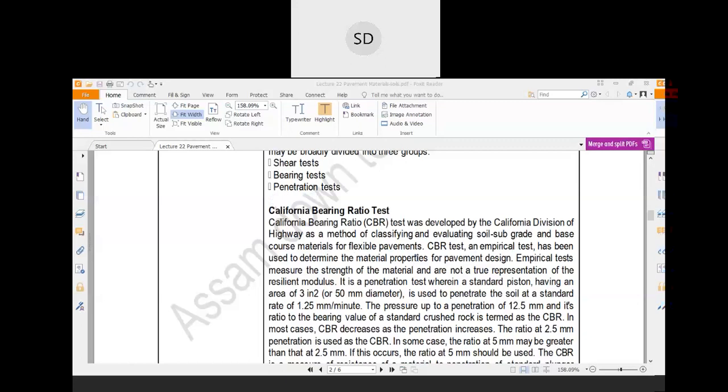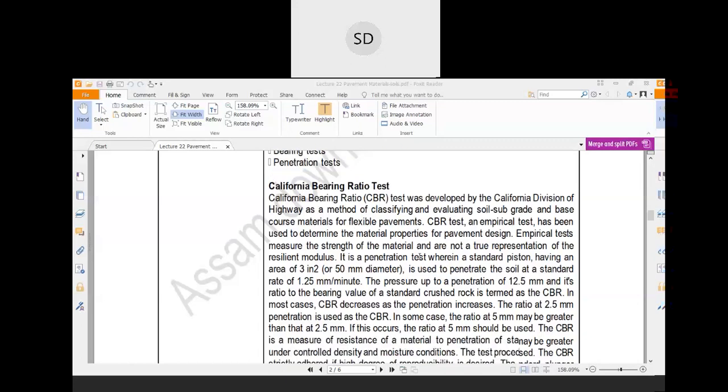Now, how is this test performed? For the CBR test, we need at least 5 kg of the soil sample, and this soil sample can be collected from the appropriate section of the road. Suppose you are making a road, so over there from the separate layers you can collect the soil sample.